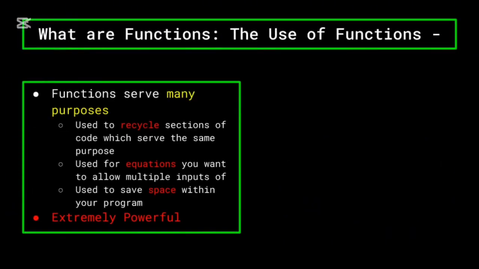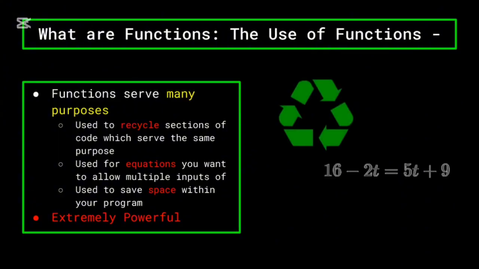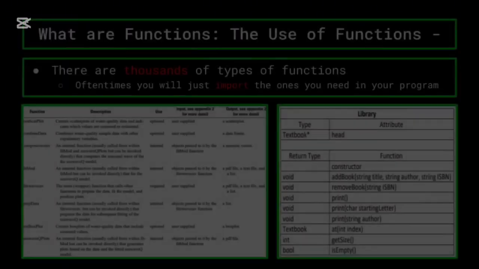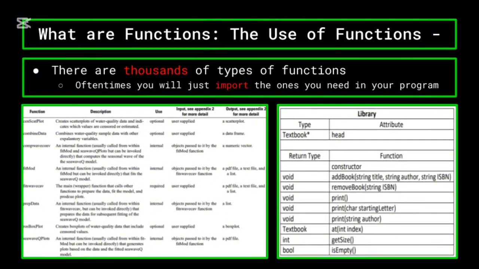Oftentimes in your program, there are going to be sections of code which are repeated and serve the same purpose, or equations which you want to allow differing inputs of. And so you can use functions in order to condense these down into singular lines of code to save both time and reduce clutter on your code. As you will see soon, functions are extremely powerful and will definitely be something you utilize all the time in your computer science journey. The print statement is just one example of functions in everyday code.